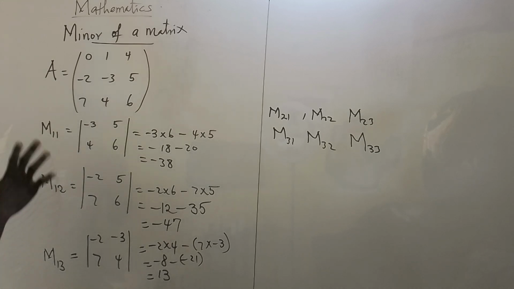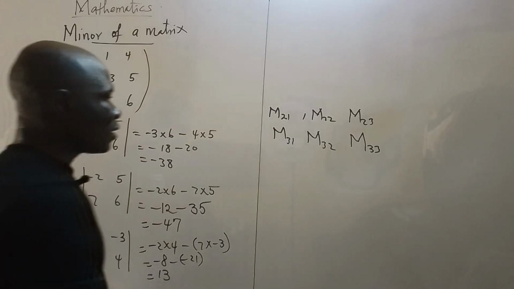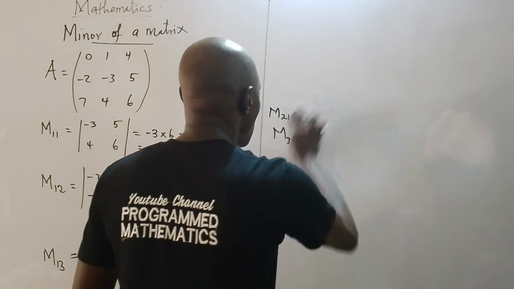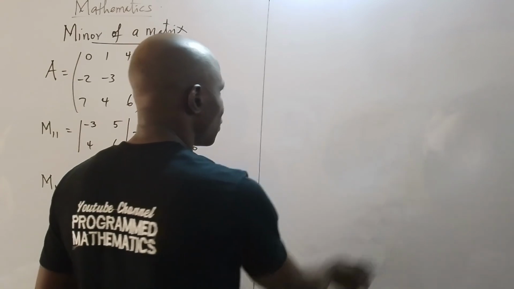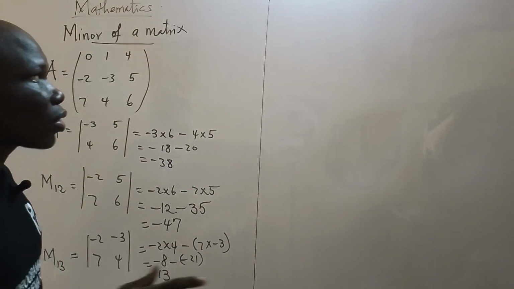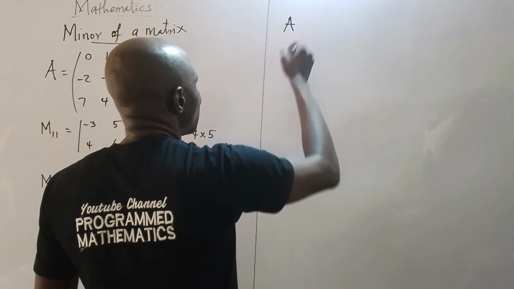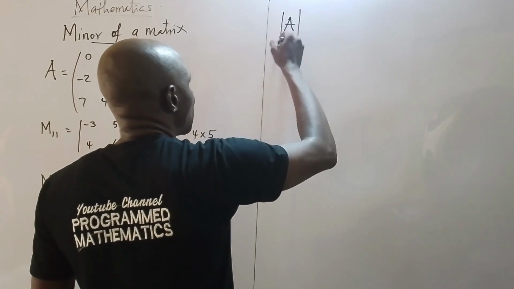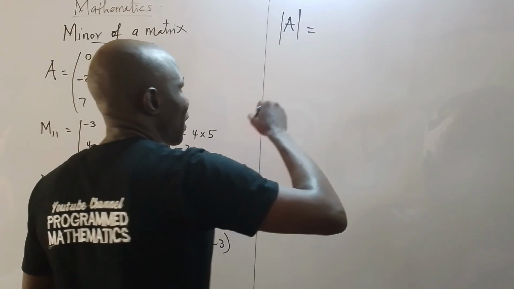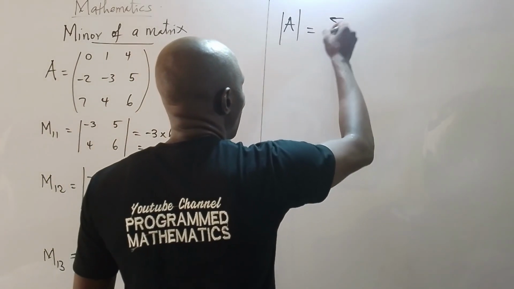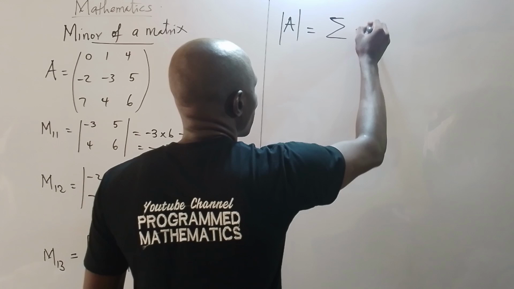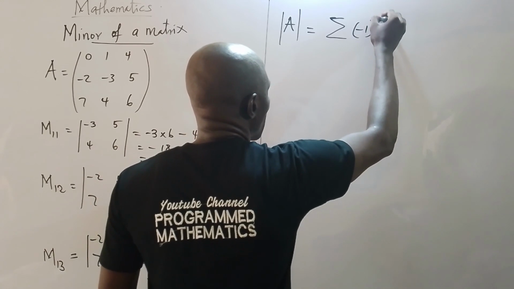All right, now once this is clear, let's look at the determinant of a 3 by 3 matrix. I'm going to give you a general definition here. If you are given matrix A, the determinant of matrix A is generally defined as the sum of minus 1 raised to power 1 plus j.